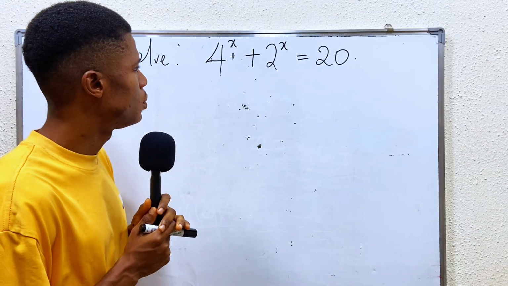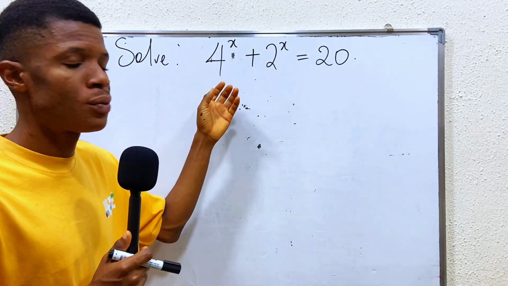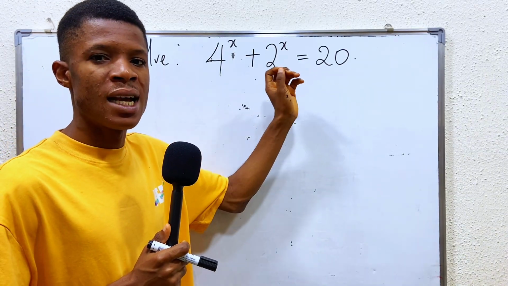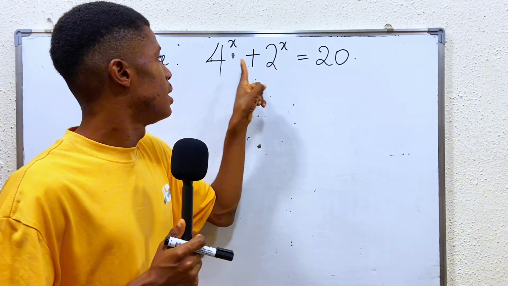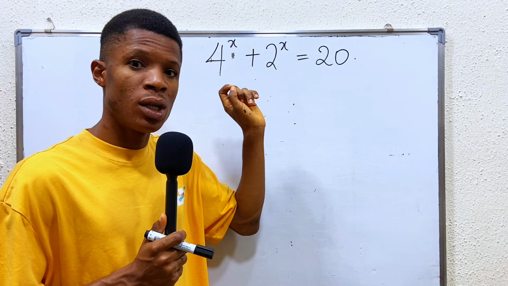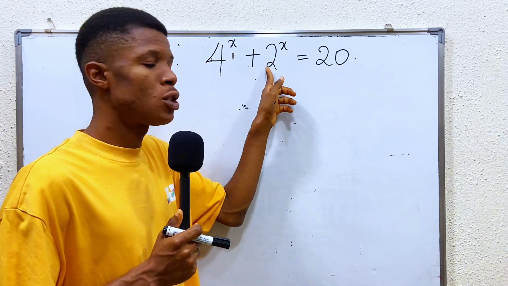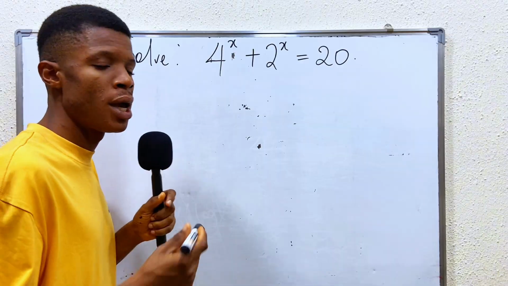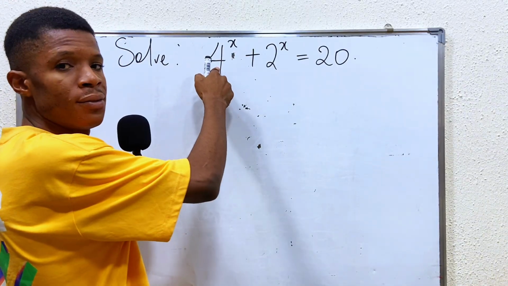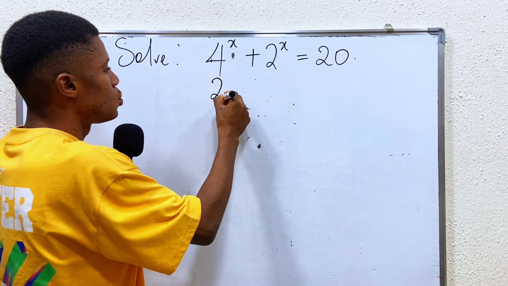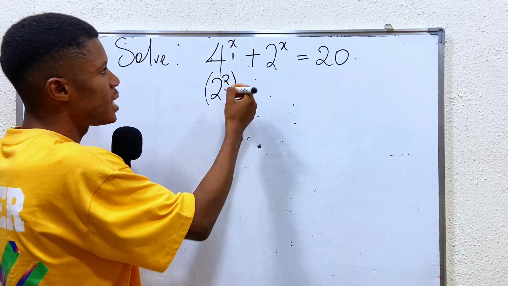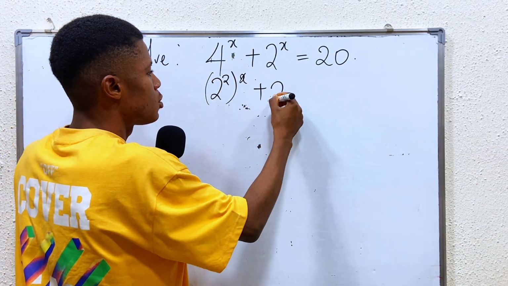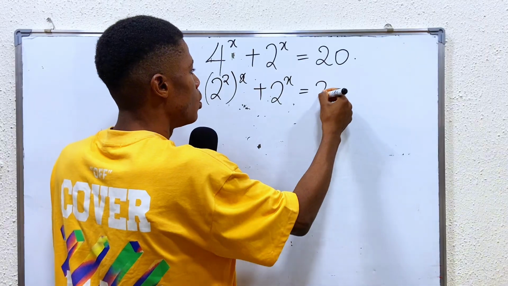But first thing you do is that if you look at the left hand side, we have 4 power x and 2 power x, and that's 20. There's a common thing we observe here: 4 power x can actually be written in terms of what? 2, right? Because 4 is 2 squared. So instead of writing 4, I'll write 2 squared. Then the already existing power is x, right? I'll put my x. Then plus 2 power x is equals to what?